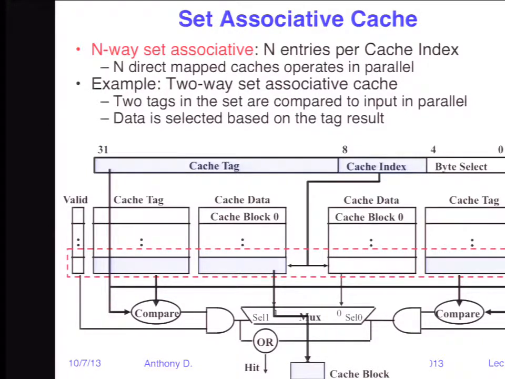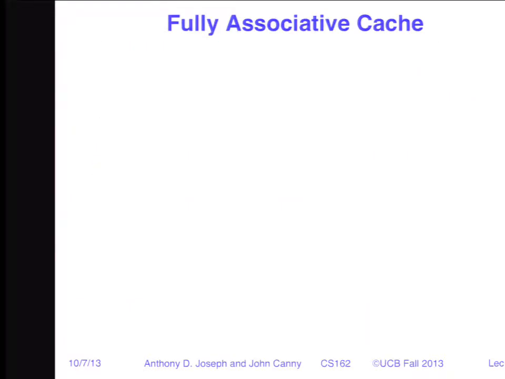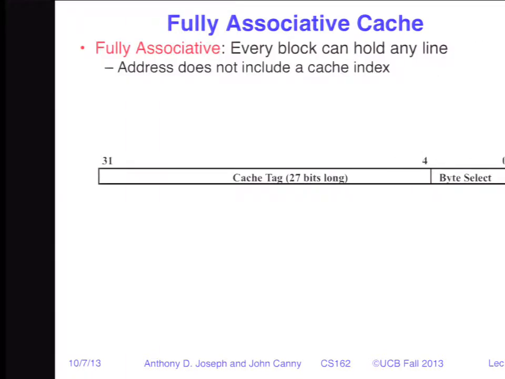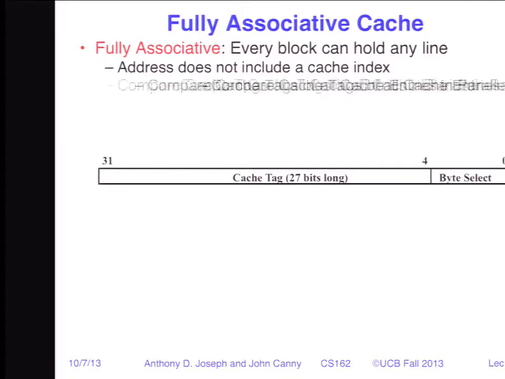Okay. So we have eight-way set associative. We could just take that to infinity. If we made it completely associative, that's the fully associative version. Now in the fully associative version, we have our byte select. We get rid of the index because there is no place that we look to find it. We have to look everywhere. So now our cache tag is really long. It's 27 bits. We don't have the 4 bits of index anymore.